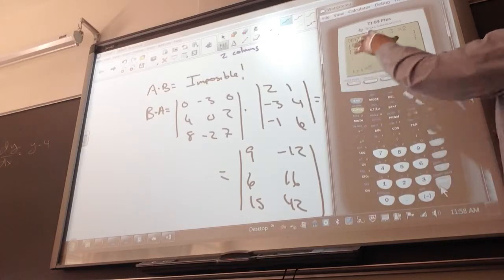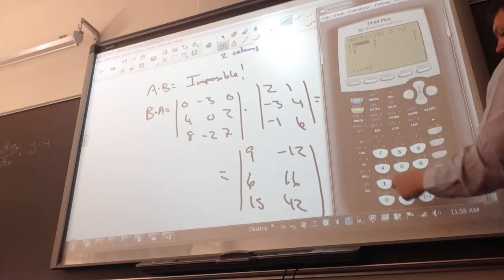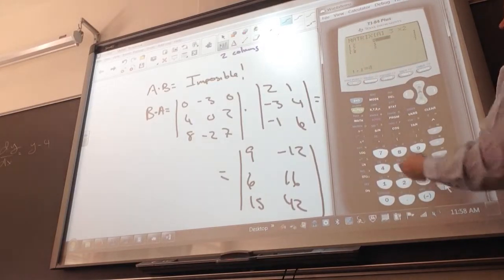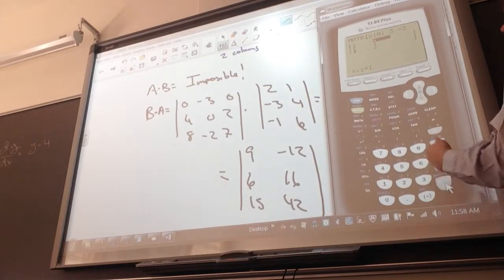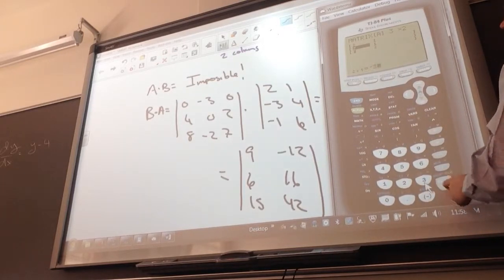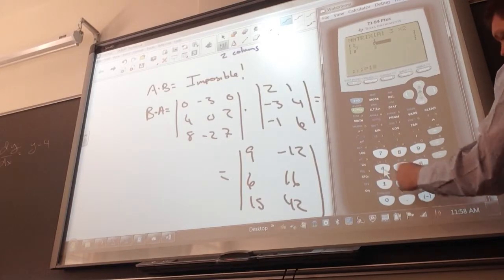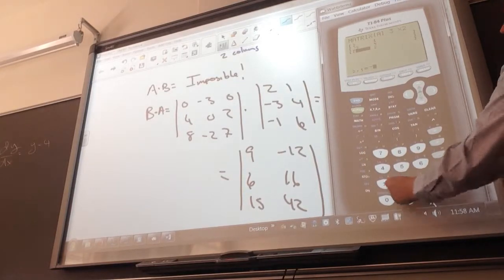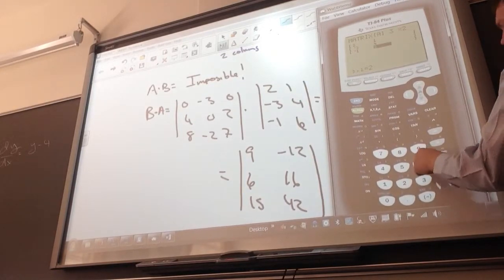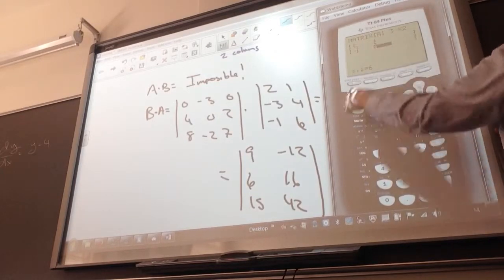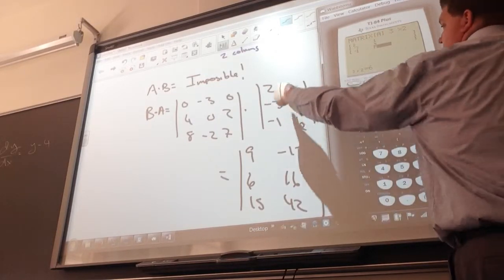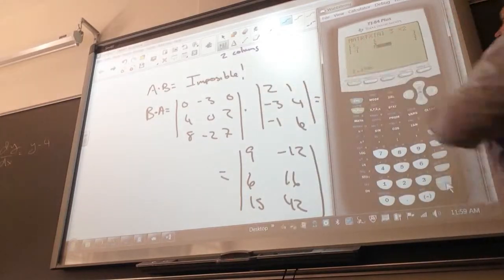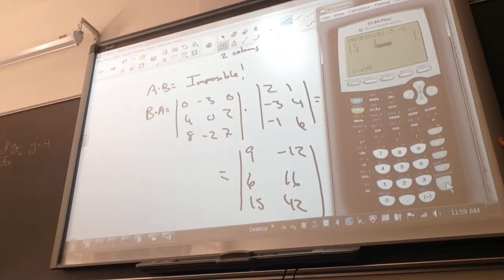Alright, so plugging these numbers in. First number was 2, so I hit 2. Enter. 1. Enter. Negative 3. Enter. 4. Enter. Negative 1. Enter. And 6. Enter. And that has filled in my matrix in the calculator with these numbers right here. Okay, everyone see that? Alright.